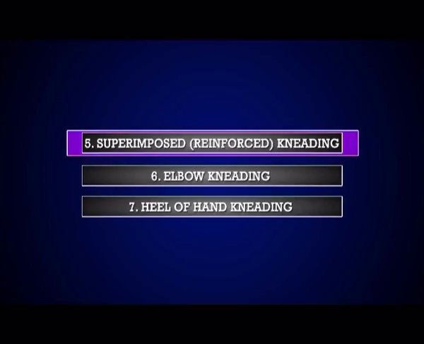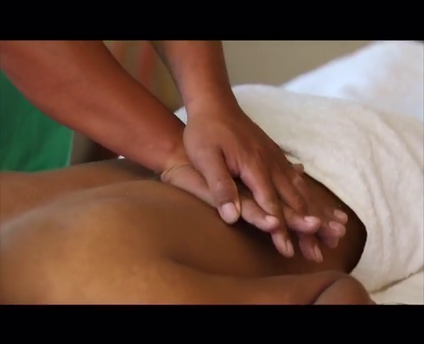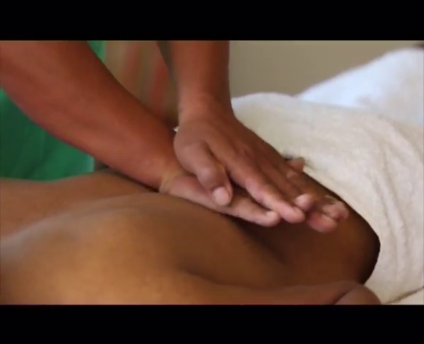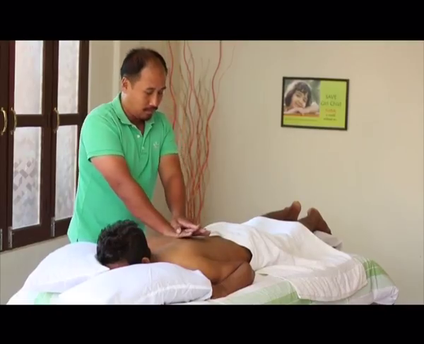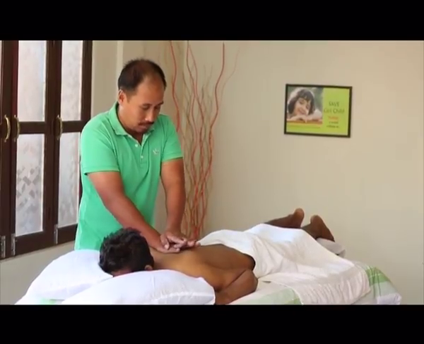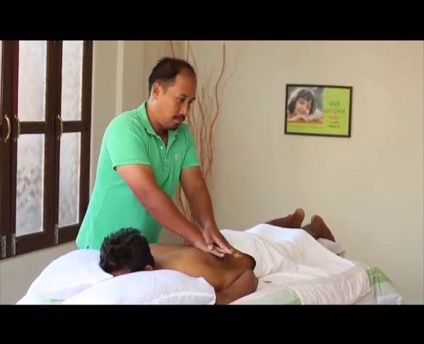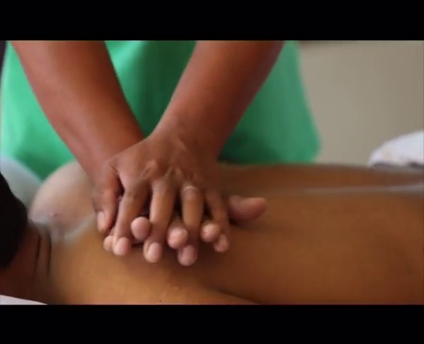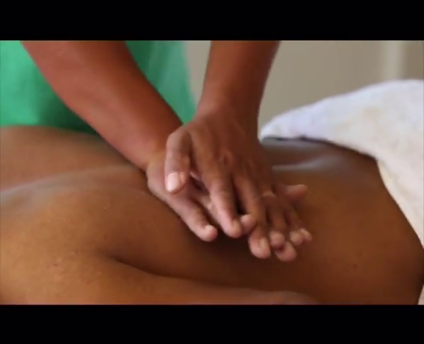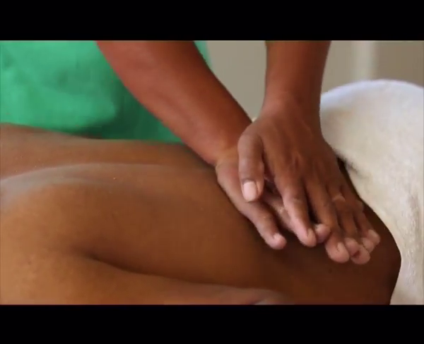In number 5, superimposed or reinforced kneading. This type of kneading can be very deep and is usually performed when a greater depth is required. The contact hand is rested fully on the part. The superimposed hand rests on top of it, either obliquely across when working on the opposite side of the body, or palm to palm when working on the adjacent side of the body.